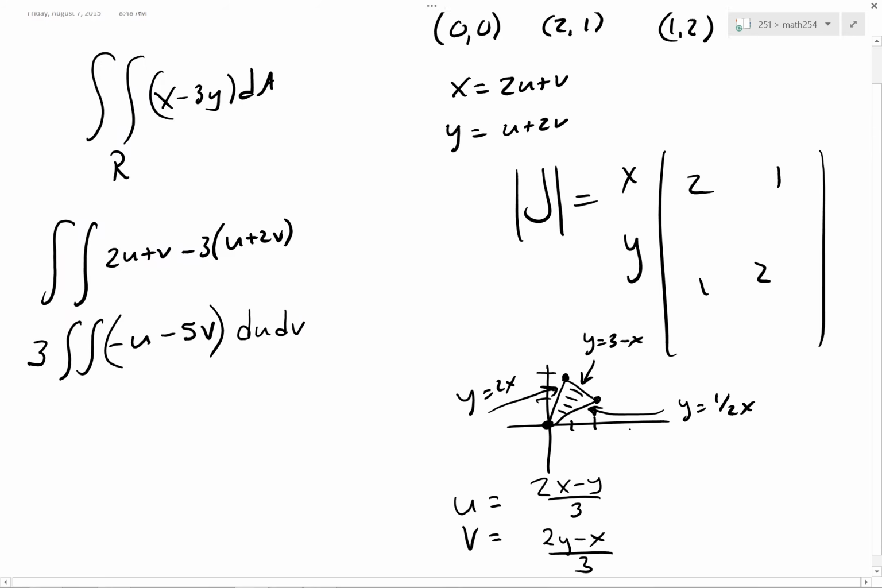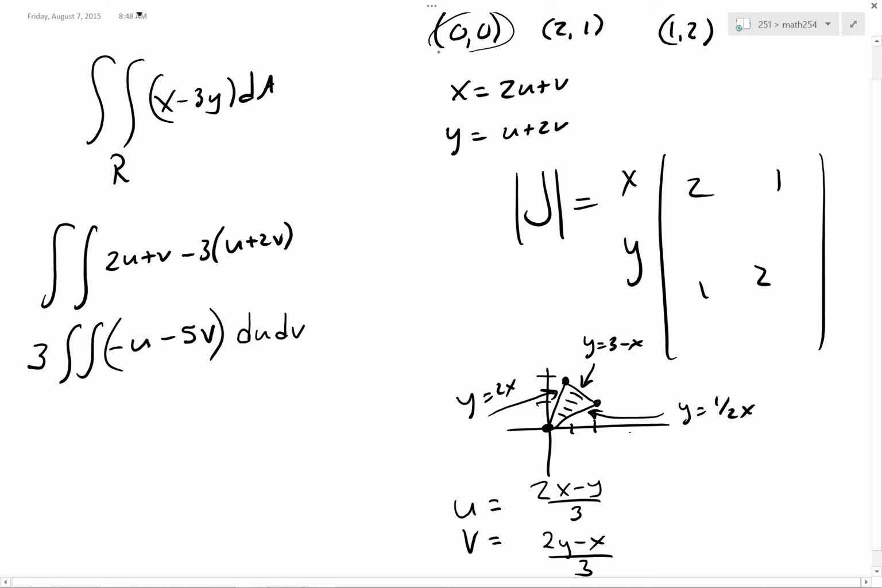How on earth am I going to find values for u and v? Well, check it out. If you plug 0, 0 into these, you get 0, 0. If you plug 2, 1 into this one, you get 4 minus 1 is 3, 3 over 3 is 1. And if you plug 2, 1 into the other, you get 2 times 1 is 2, minus 2 is 0. So 2, 1 became that, and 0, 0 became that.